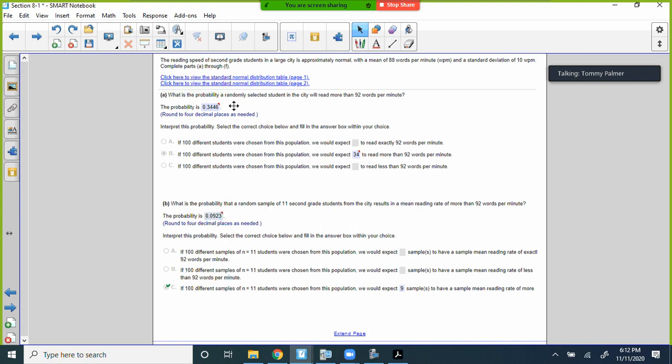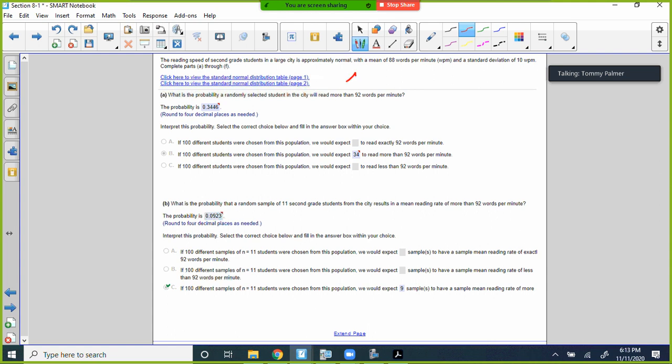It says what is the probability that a randomly selected student in a city will read more than 92 words per minute? The reading speed of a second grade student in large cities is approximately normal, the curve of the population. So when we do the sample means, we're going to really normalize the curve. The mean of that is 88 words per minute, so the mean of the population is the mean of the sample mean, the mean of X bar. And the standard deviation is 10 words per minute.